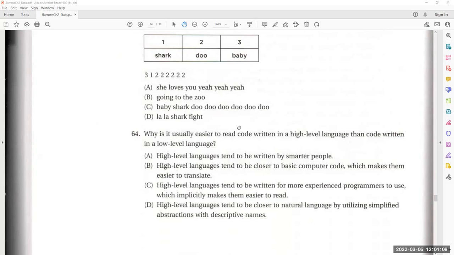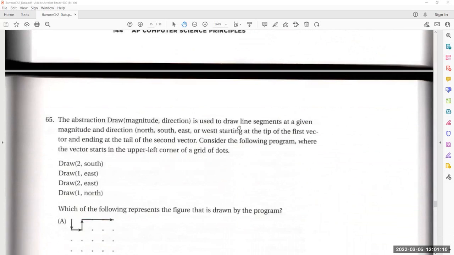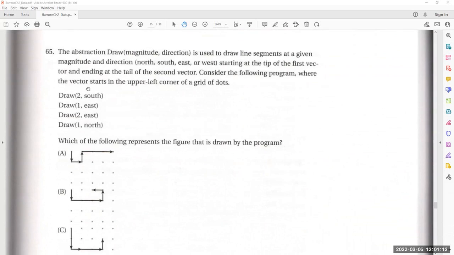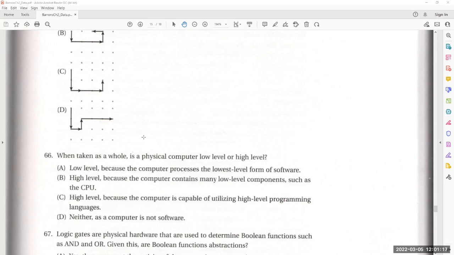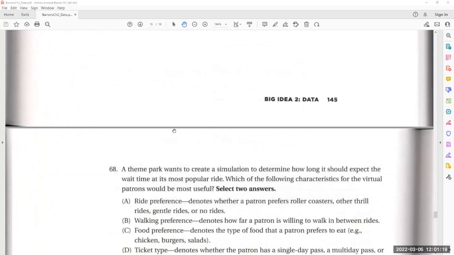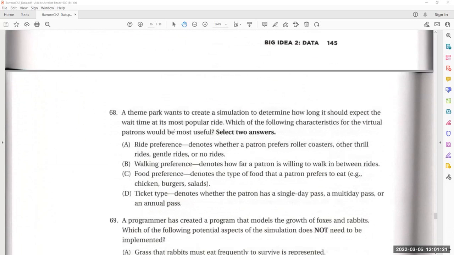63 high level language. Okay. No. 65, you just follow the drawing. Okay. Okay. I think that is about it for the data. Okay. We are at 12 o'clock already.